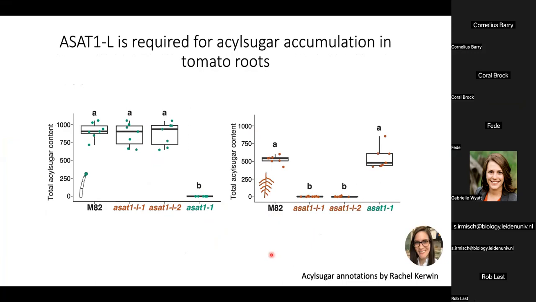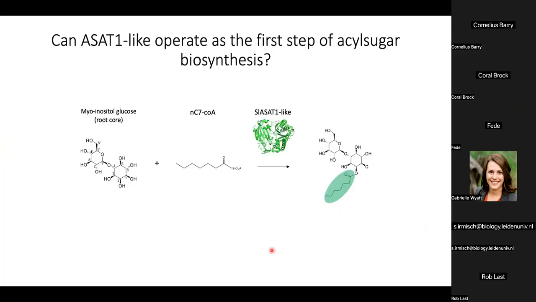Based on this evidence, we thought that ASAT1-like must be the first step in the pathway. So as the resident biochemist in the lab, it fell to me to start characterizing this enzyme and trying to figure out in vitro what it is actually catalyzing that contributes to this root acyl sugar pathway. Our naive assumption was that the enzyme would use this myo-inositol glucose sugar core as an acyl acceptor, and maybe NC7-CoA as an acyl donor. It's one of the most common acyl chains that we see in the roots.